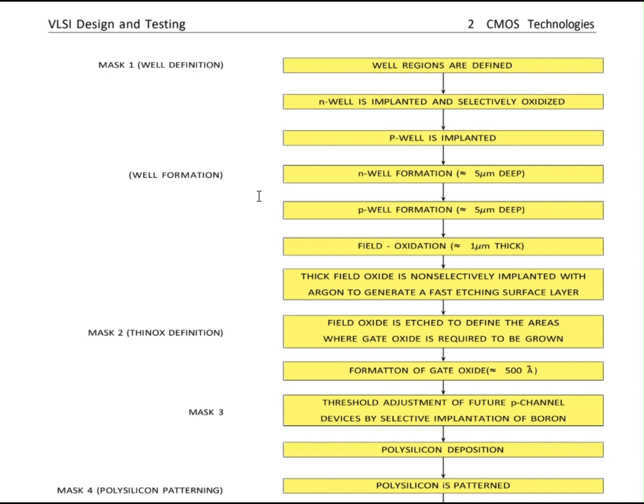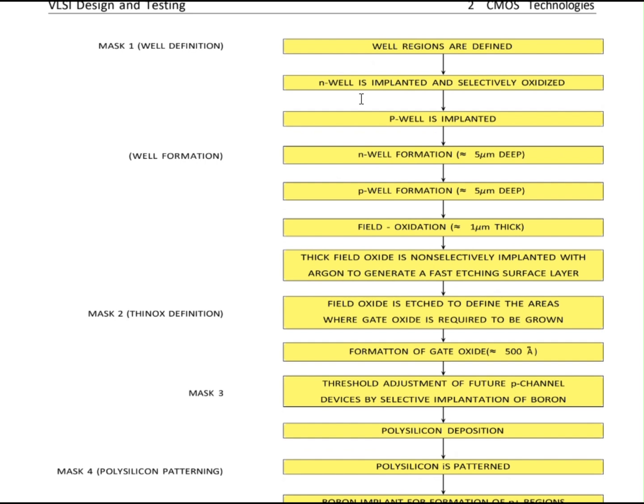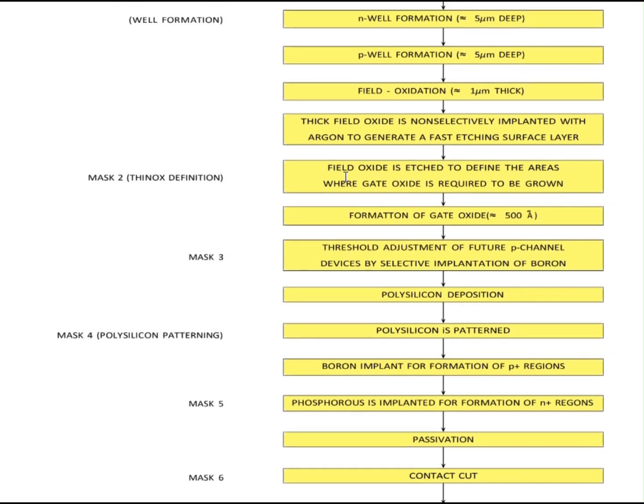You have to write the flow chart as well as its explanation. So the first step is mask 1, that is well definition. Well regions are defined. N well is implanted and selectively oxidized. Similarly, P well is implanted, and next would be well formation, and next would be field oxidation.